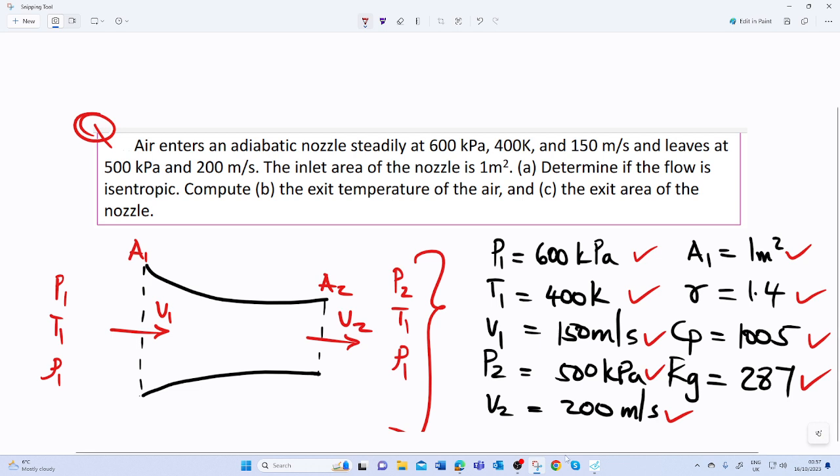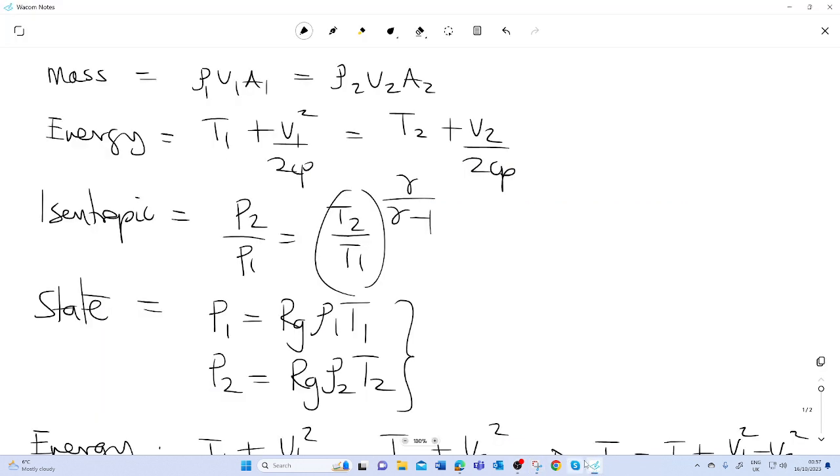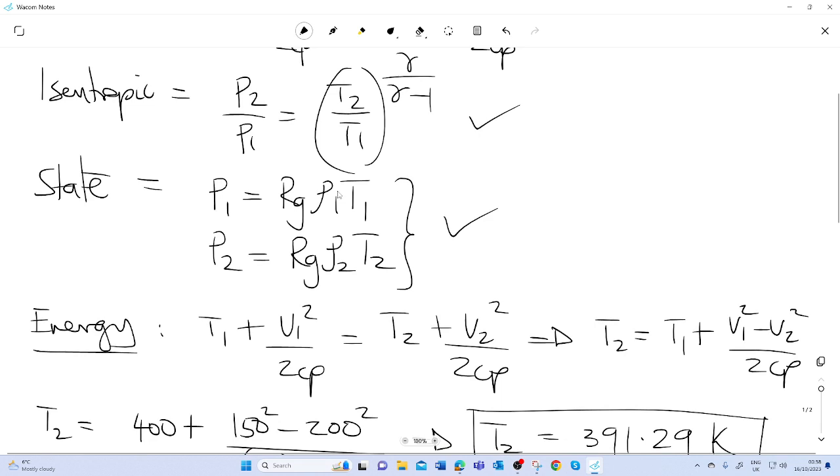Using the mass equation for the flow, we can deduce that rho V1 A1 equals rho V2 A2. Using the energy equation, we can deduce that T1 plus V1 squared over 2Cp equals T2 plus V2 squared over 2Cp. And using the isentropic relation, we can also deduce that P2 over P1 equals T2 over T1 to the power gamma over gamma minus 1, and also the state equation and the energy equation being given.